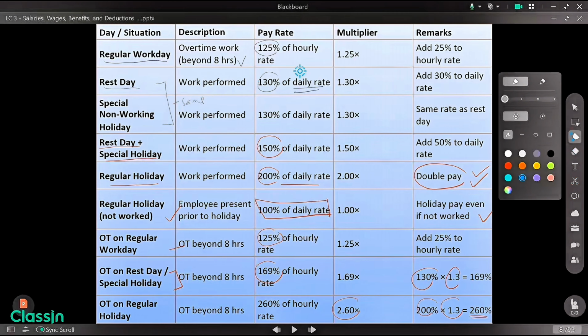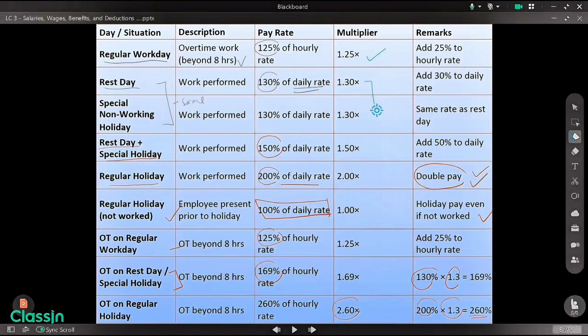Okay, let's recap. Again, regular workday, 1.25. Rest day and special holiday, 1.30, of the daily rate. Daily rate, this is hourly rate. And for the rest day plus a special holiday, when you performed work, this is again for daily, it's not yet overtime, meaning beyond 8 hours is not yet included. So meaning you have 1.50. And for the regular holiday, 2 or double pay. And for a regular holiday but you did not work, you still have 1. It happens sometimes in the company. It depends on your employer and the contract that you have.